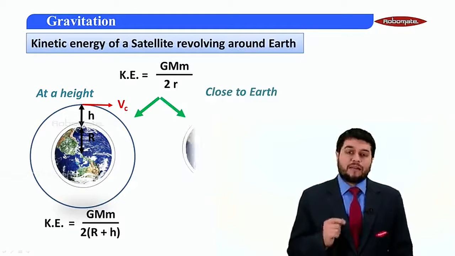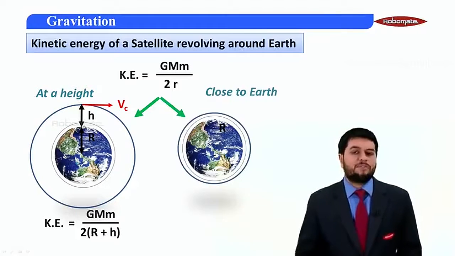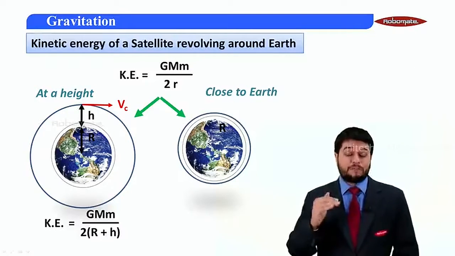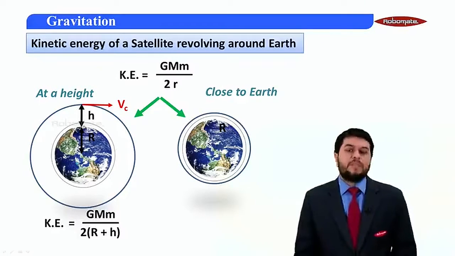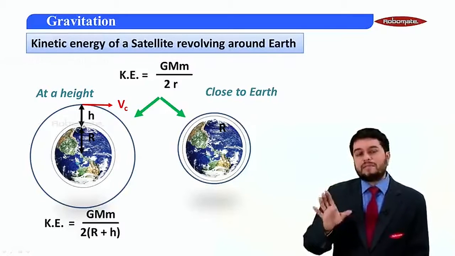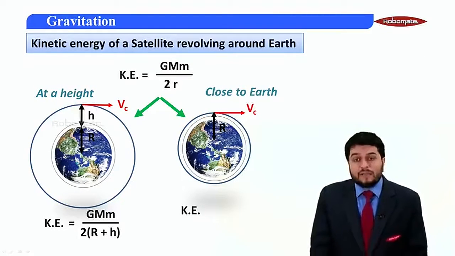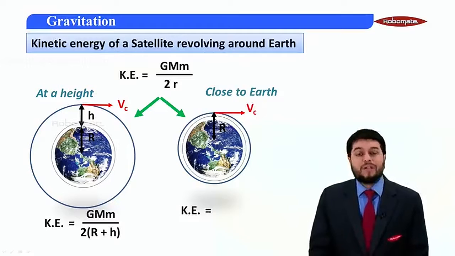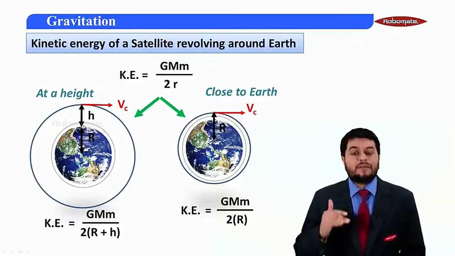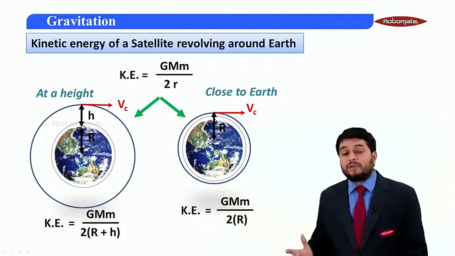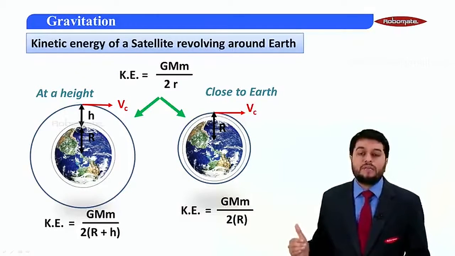Similarly, if the satellite is revolving very close to the surface of the earth, it means the height above the surface of the earth, that is h, is negligible. So I have not considered h, which means the orbital radius is the same as the radius of the earth, capital R. Then in that case, the formula for kinetic energy would reduce to GMm upon 2 times capital R, and this is your expression for kinetic energy at a height and close to the surface.